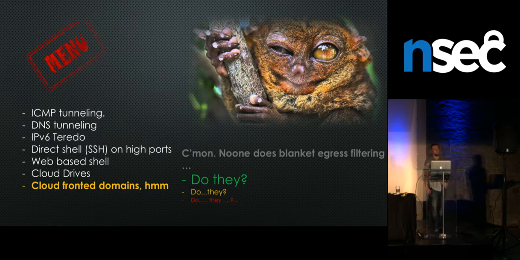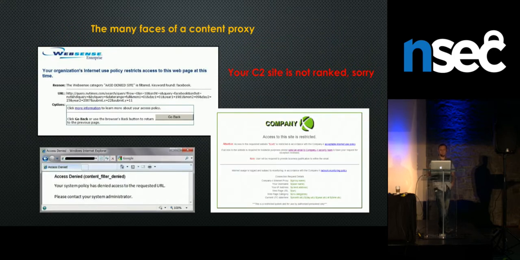All right, so you're prepared for it, right? Because no one does blanket egress filtering. You can get to your C2 through cloud-fronted domains. Cloud-fronted domains are the ones that are basically in a cloud, on providers that are accessible, like AWS or whatnot. So a little doubt in Misha's mind, but nothing to worry about. This can get out, right?